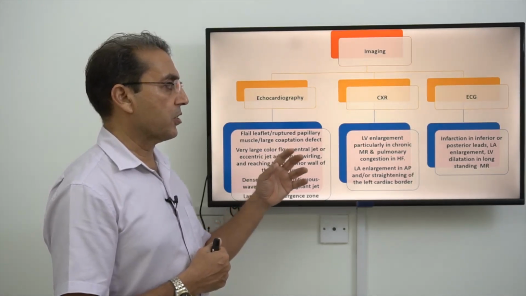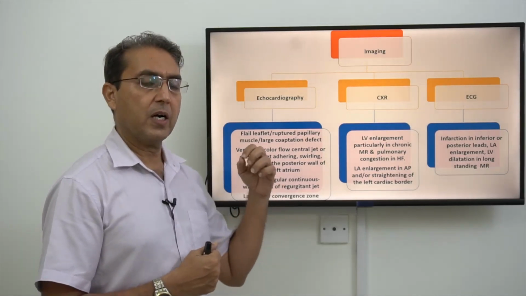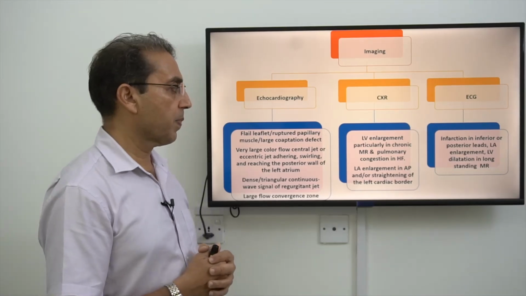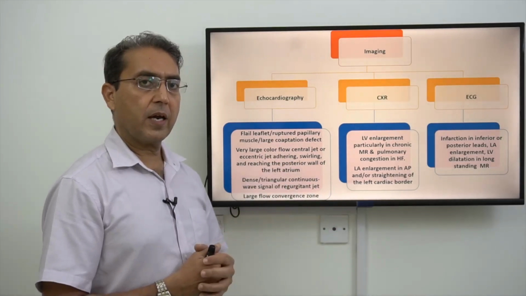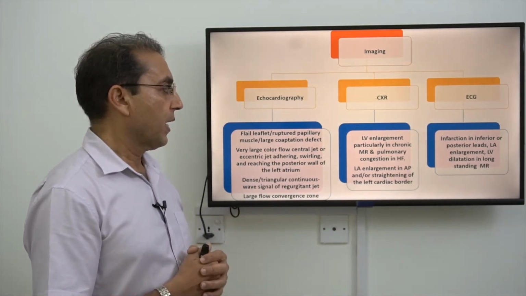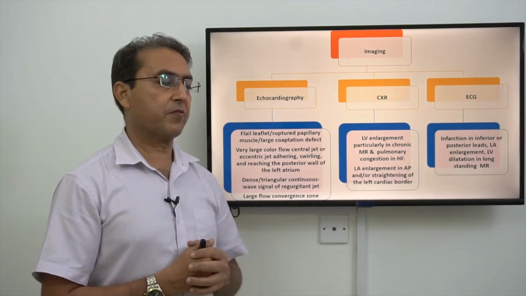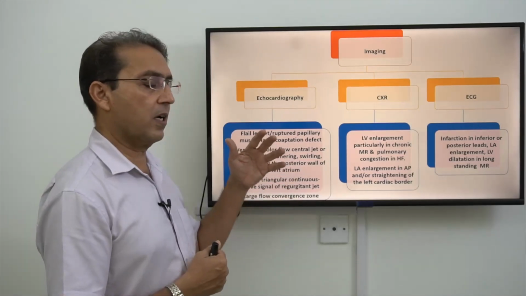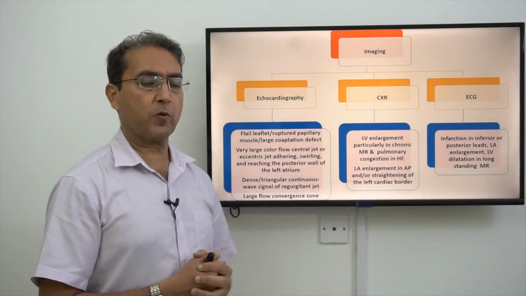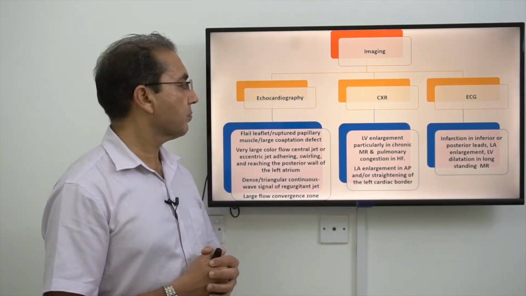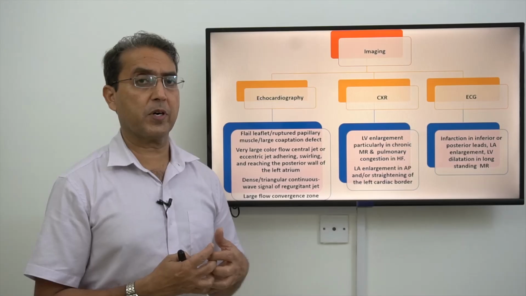In chronic mitral regurgitation, there may be pulmonary edema and congestion in heart failure, and pulmonary edema may be seen in acute MR. The left atrial enlargement is seen in the anteroposterior view, and there is straightening of the left cardiac border because of the enlargement of the left atrial appendage. So you may see on X-ray an enlarged LV, pulmonary congestion, enlarged LA, and the left border of the heart may be straightened. Then echocardiography is the investigation of choice for patients who have MR.